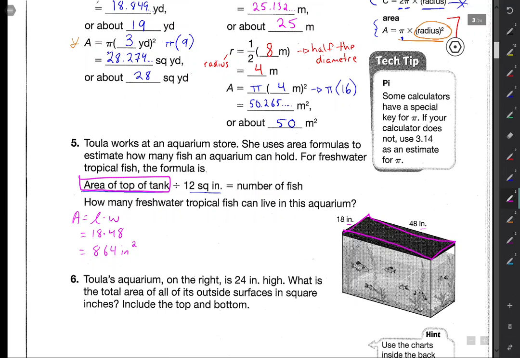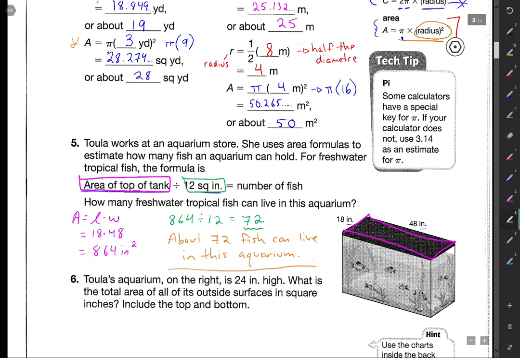So now let's take that and divide it by 12. I'm going to do that in green. So now we're going to do 864 divided by 12 is equal to 72. So here is our answer. We're going to say about 72 fish can live in this aquarium. And it's always good to put a nice final sentence for any word problem.